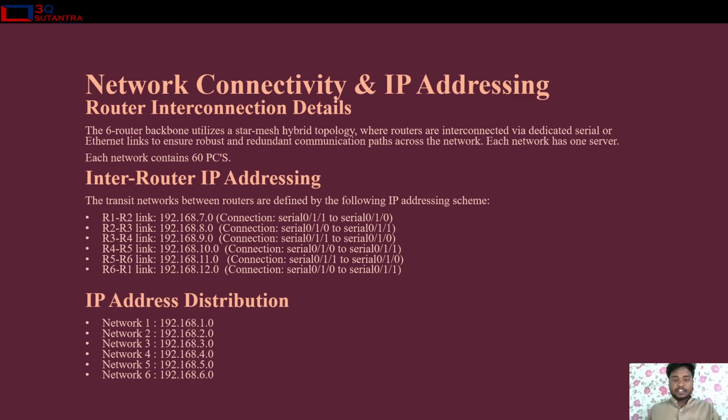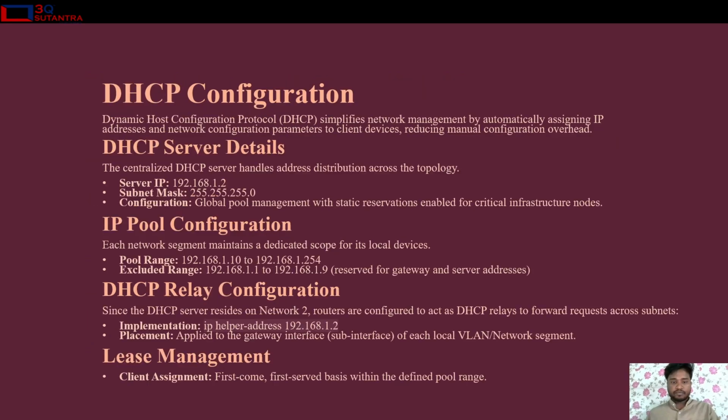I linked all six routers together to create a backbone, so that an office in one building can talk to an office in another building. DHCP configuration. I didn't want to manually type addresses for 360 computers, so I set up a DHCP server. It's like an automated office that sends out a digital ID to every computer the moment it's plugged in.